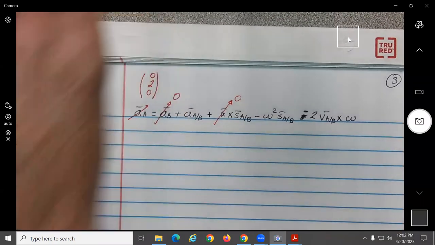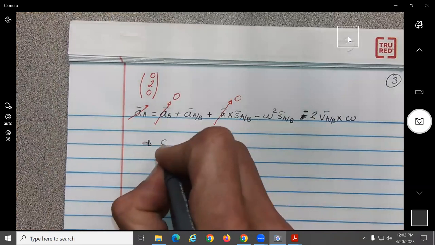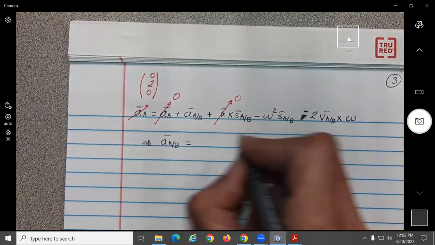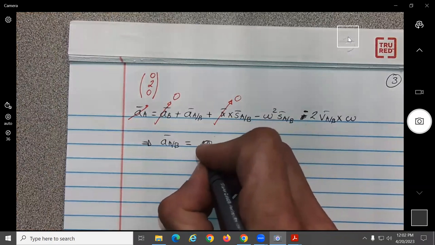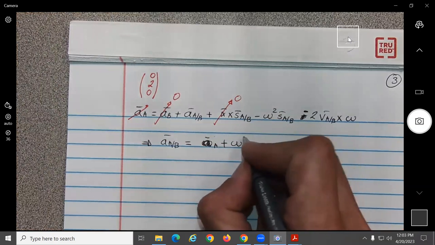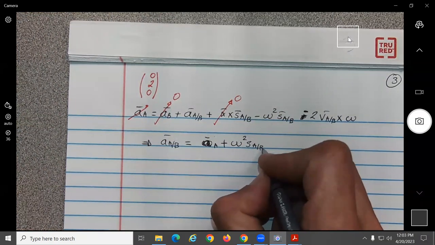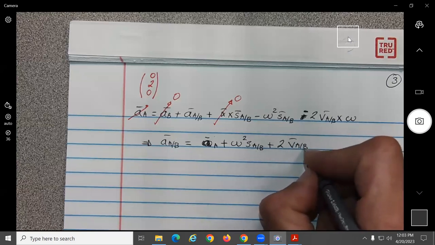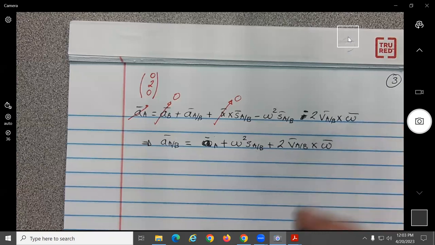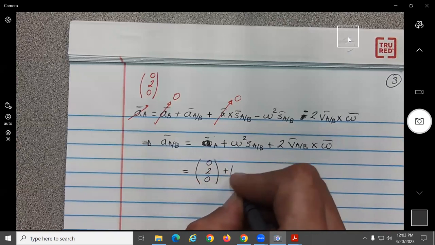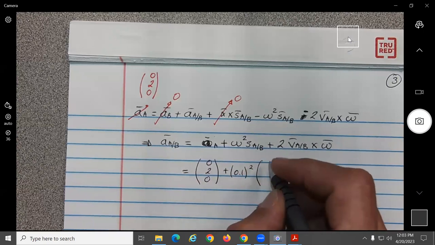And then we also know that alpha is zero because it's constant. So basically, all we're going to have here is that the acceleration of A with respect to B should be equal to the acceleration of A plus omega square S of A with respect to B. See, I've been lucky here with the signs for once. Plus two times relative velocity of A with respect to B plus omega. So what do we get? We get 0, negative 2, 0 plus 0.1 squared. What do you have here?